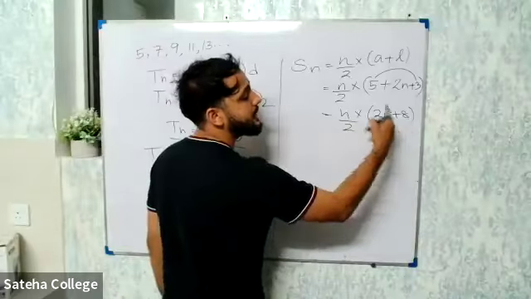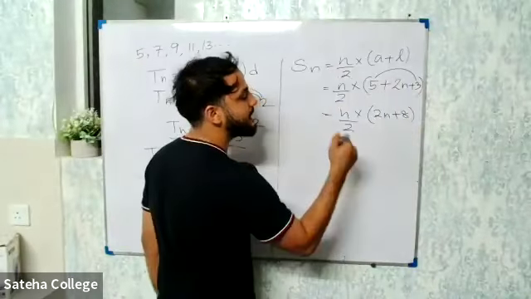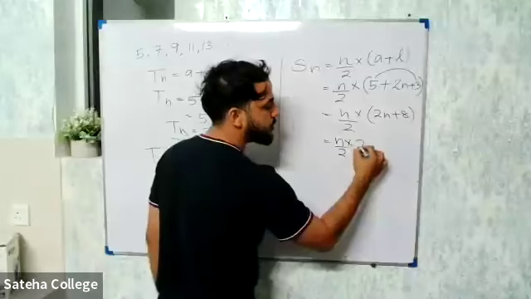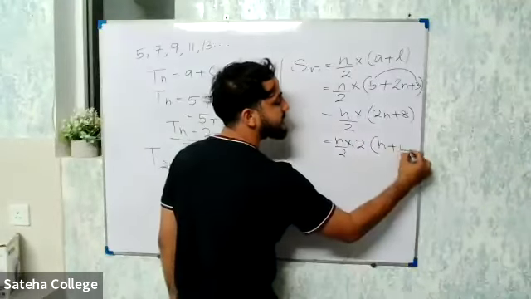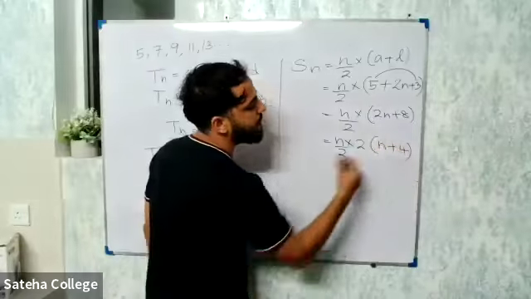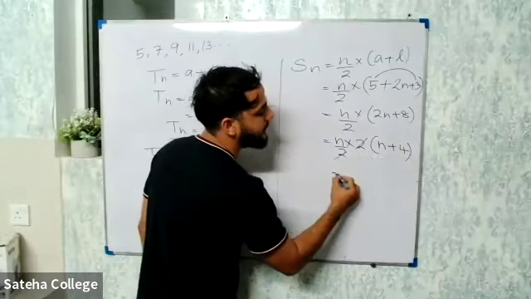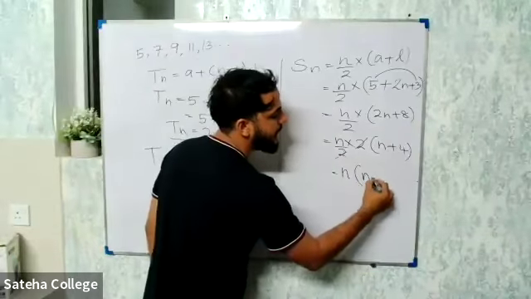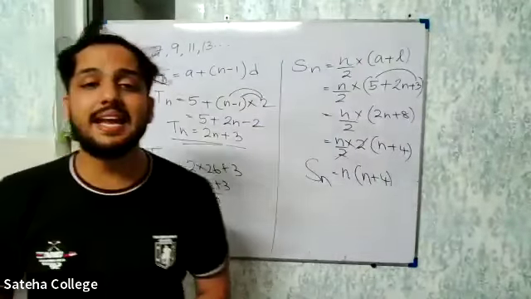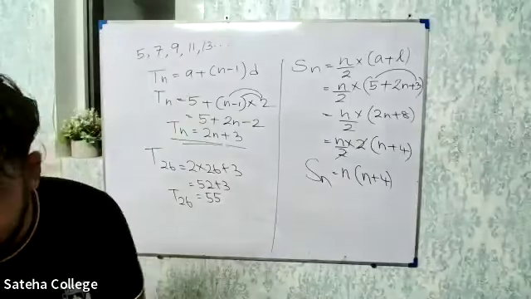Now 2n and 8, the common term is 2. I can take the 2 outside: n over 2 into, I take the 2 outside, I have n plus 4. See here? Common 2, 8, if I take 2 outside, I have 4 here. 2 and 2, I can cut it off. Then I have n into n plus 4. That is the value of Sn in terms of n here.